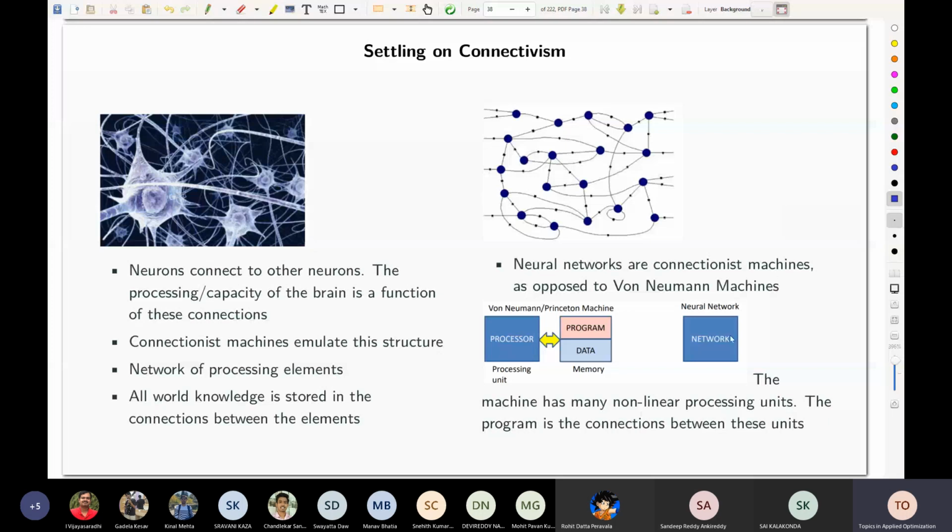The memory has many nonlinear processing units, and the program is in the connections. We are talking about connectionist machines, which we believe have many nonlinear processing units, and the program is somewhat stored in the connections between these units. That's what we are claiming. In our computers, the program is stored on the disk, and from disk it goes to the RAM and so on, so we have an explicit idea of where the storage of our program is. But in these cases we are claiming that it is stored in the edges between the neurons. That's the claim.